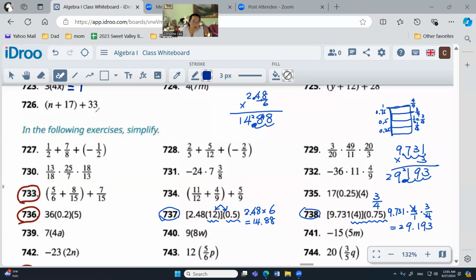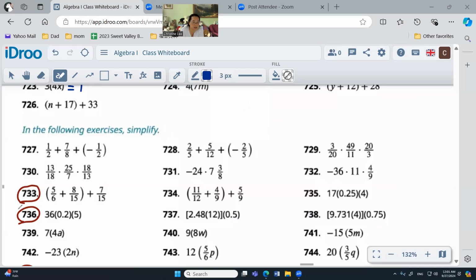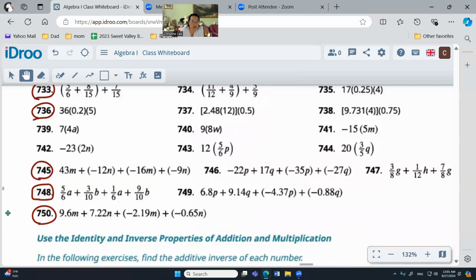Okay, that's what they want us to do in this section. Even though you already know, this is the way they want us to do it. That's why we are learning all these properties.